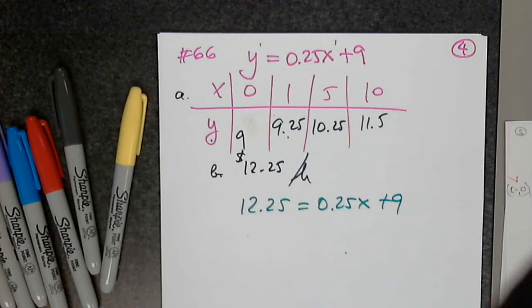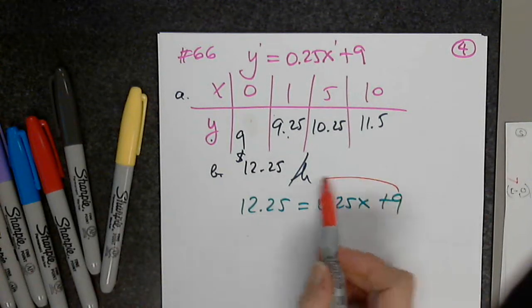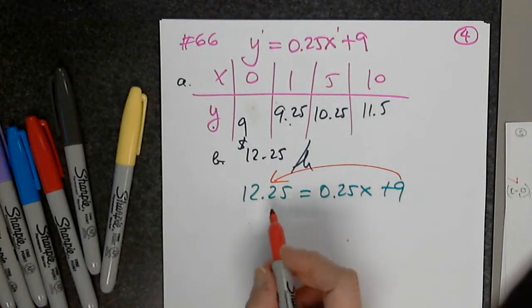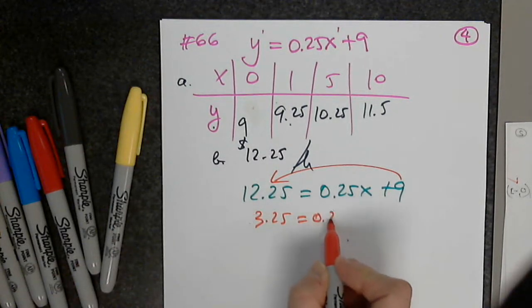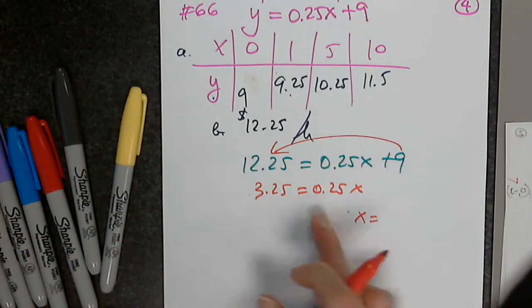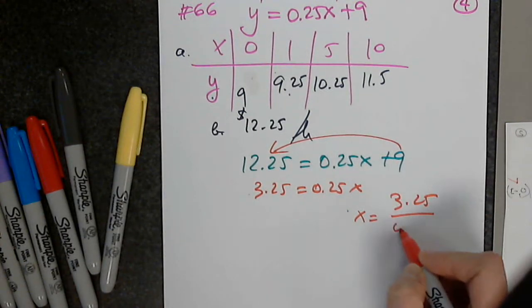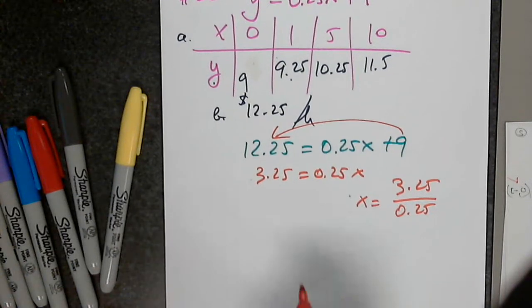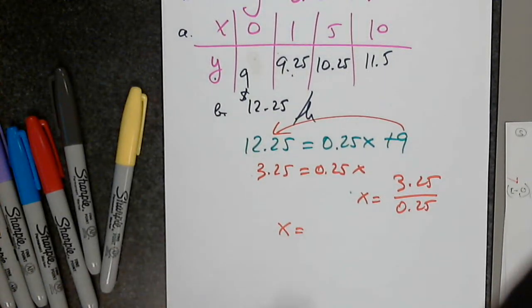Perfect. This is how we solve a linear equation. So 12.25 minus 9 is 3.25 equals 0.25x. Obviously, x must be 3.25 over 0.25. So how many hours? 13. Very good. Any questions?